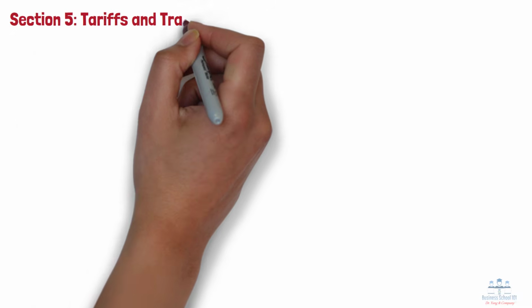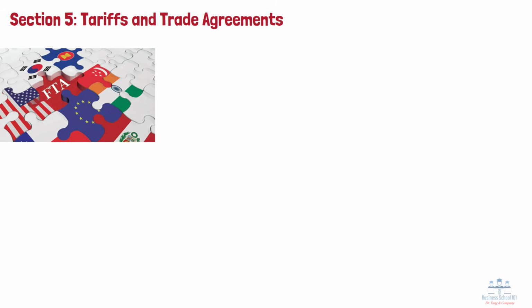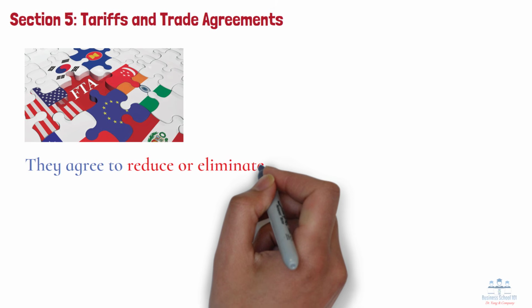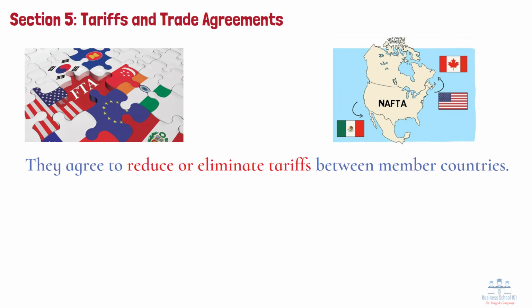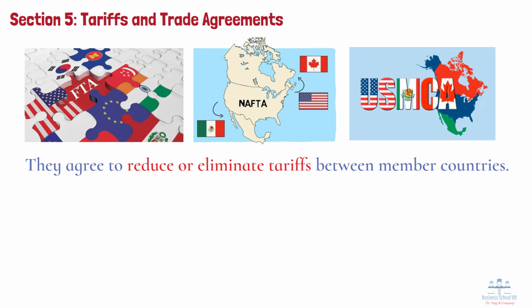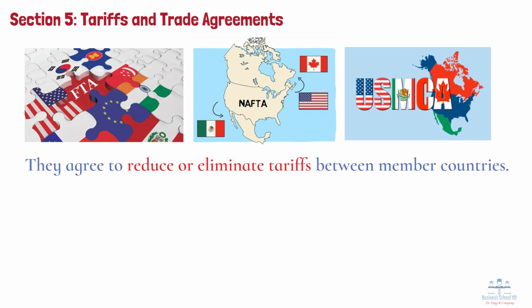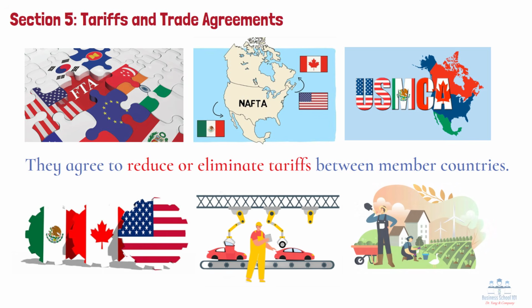Section 5, Tariffs and Trade Agreements. One way countries avoid tariffs is through free trade agreements, or FTAs, where they agree to reduce or eliminate tariffs between member countries. These agreements encourage trade by making goods cheaper and increasing economic cooperation. For example, the North American Free Trade Agreement, NAFTA, now replaced by the United States-Mexico-Canada Agreement, USMCA, removed most tariffs between the US, Canada, and Mexico. This has led to a significant increase in trade among the three countries, benefiting industries like automotive manufacturing and agriculture.